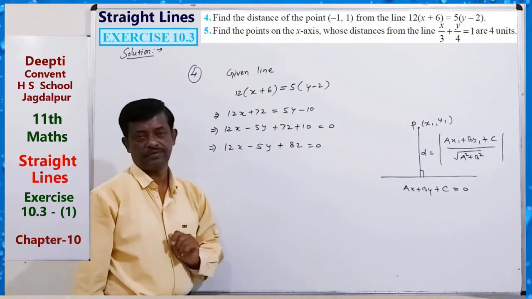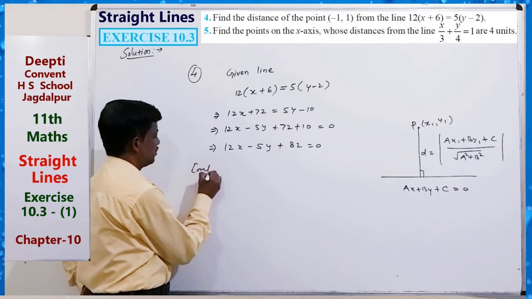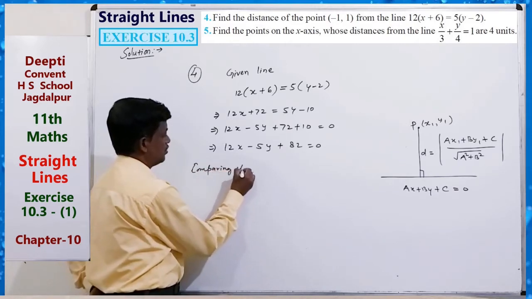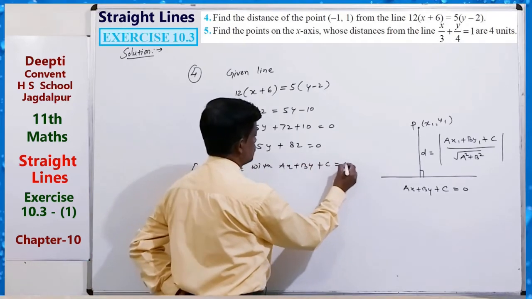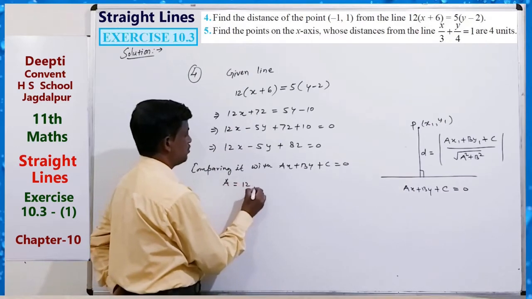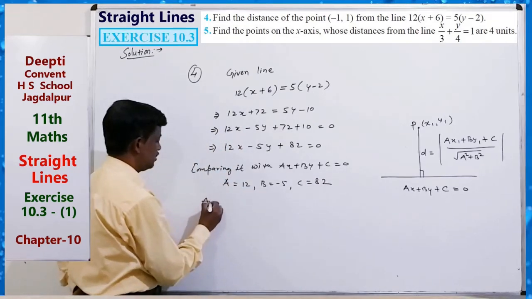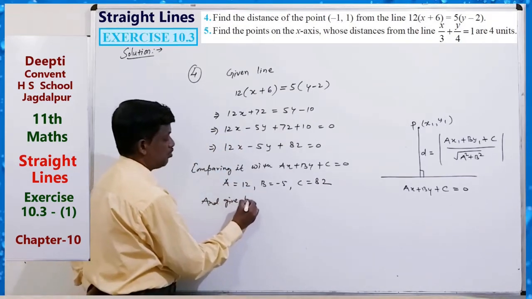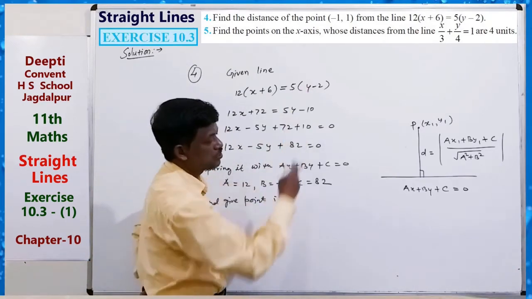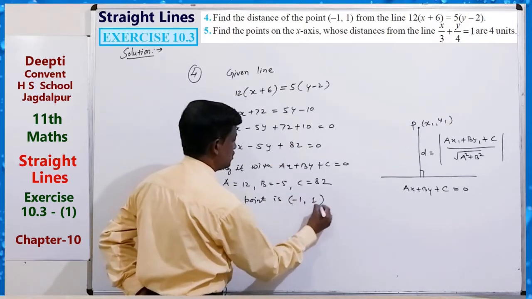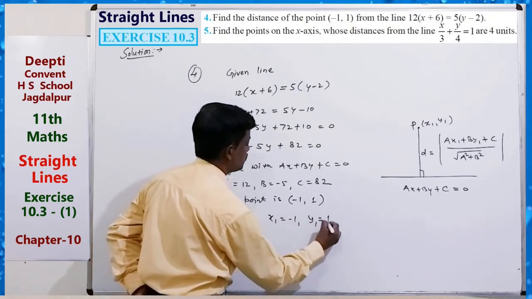Coefficients 12 and minus 5. Comparing it with ax plus by plus c equals 0, a equals 12, b equals minus 5, c equals 82. And the given point is minus 1, 1. So x1 equals minus 1, y1 equals 1.